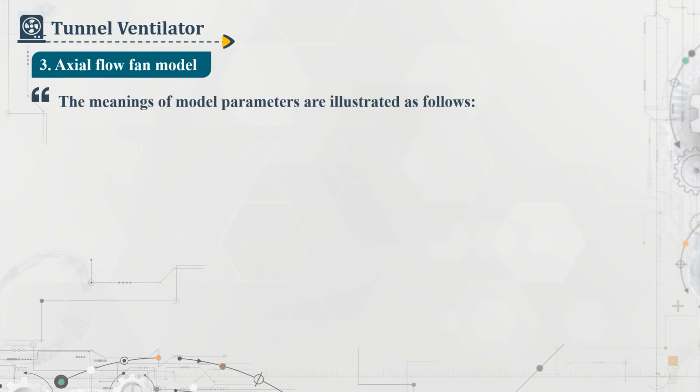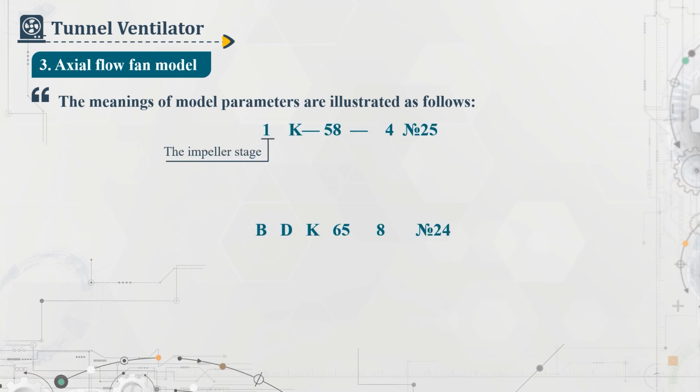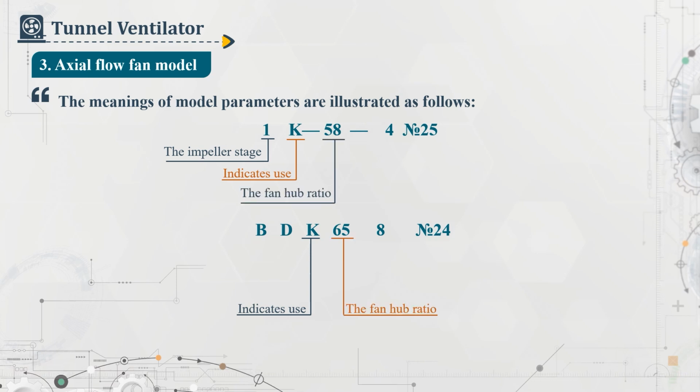The meaning of actual flow fan model parameters are illustrated as follows. 1 represents the impeller stage. 1 is single stage. 2 is double stage. K indicates use. 5 denotes the fan hub ratio.